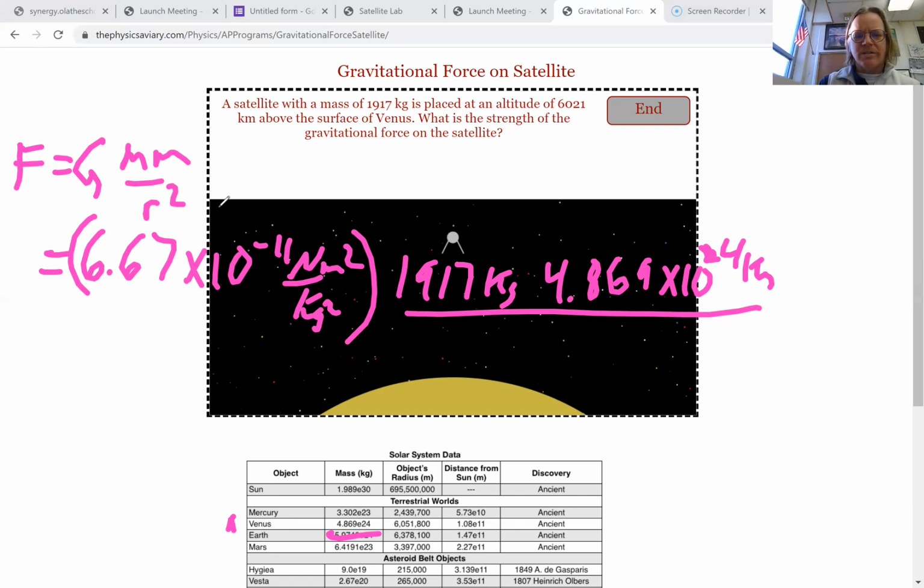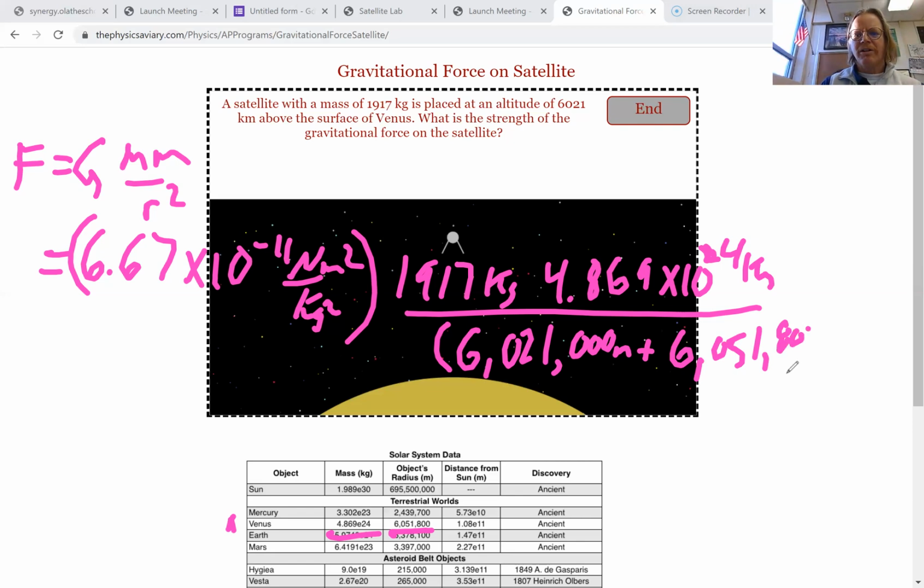Divided by the radius. Now here's what gets complicated, because the distance is the center of the satellite to the center of Venus. So I need this distance, which in meters is 6,021 kilometers. I need meters, so I go 1, 2, 3 for the meter part. Then I have to add on the radius of Venus, because that's the distance center to center, which is 6,051,800. Now don't forget to square this last little thingy.